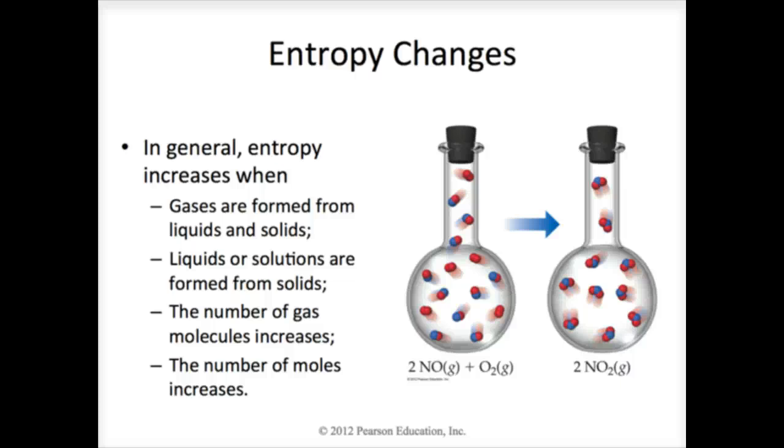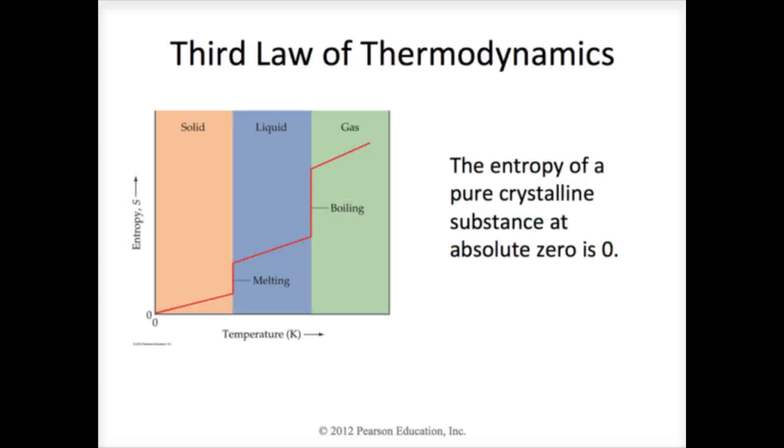If I go from a liquid to a gas, I increase entropy. If I go from a liquid to a solid, I decrease entropy. So you kind of get the idea. And this is in essence the third law of thermodynamics, that when I hit absolute zero, there is no entropy in the universe. That is in essence the third law.